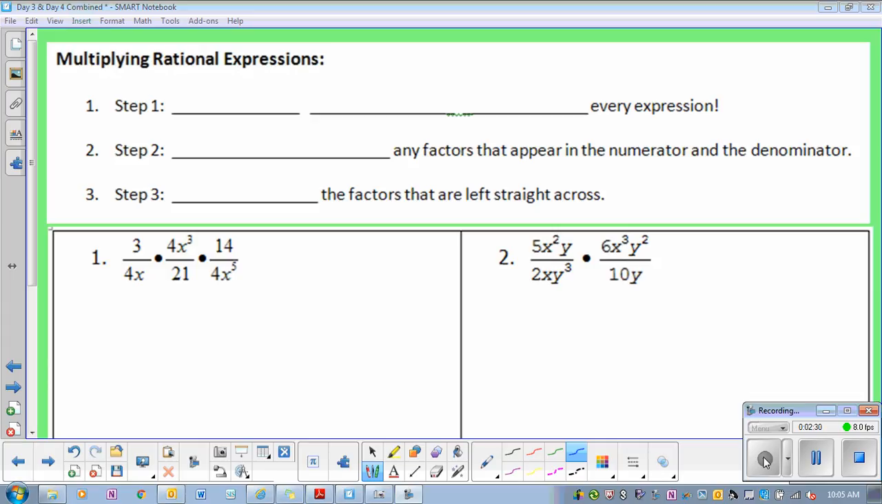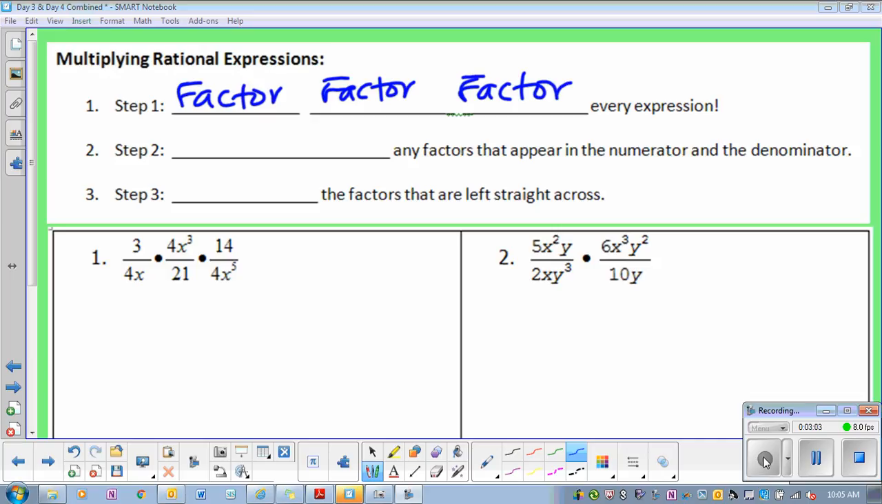Okay, so step 1, factor, factor, factor.